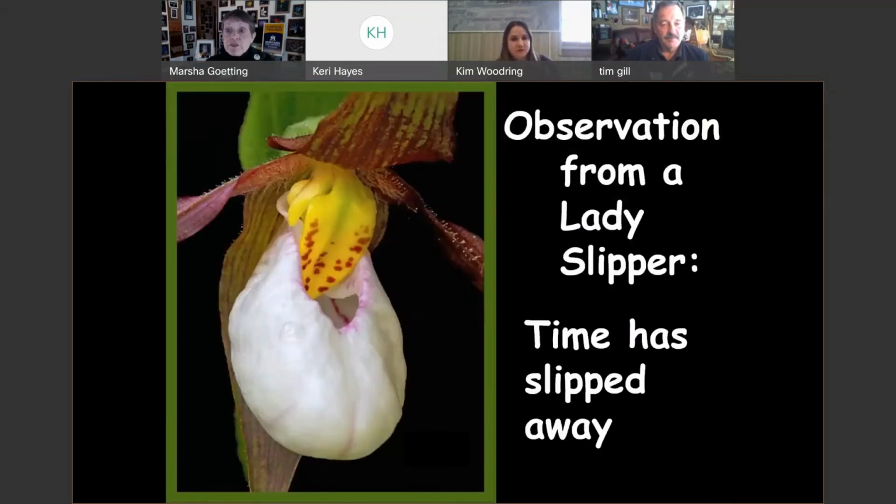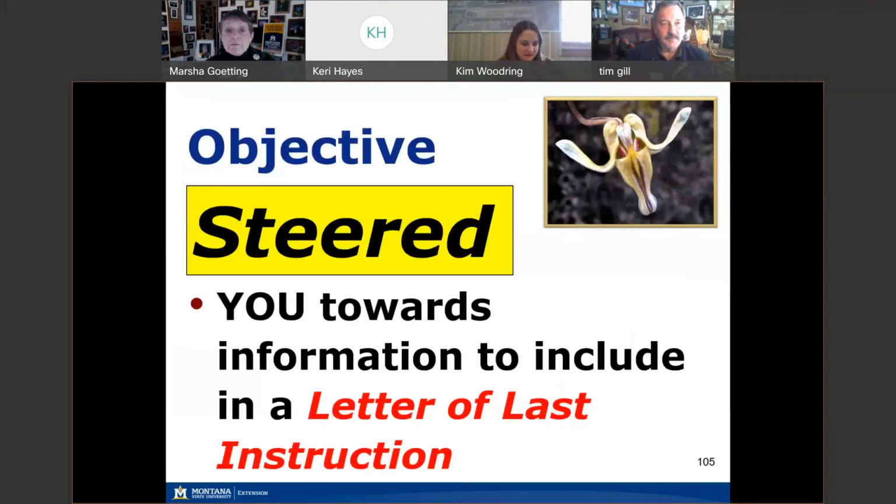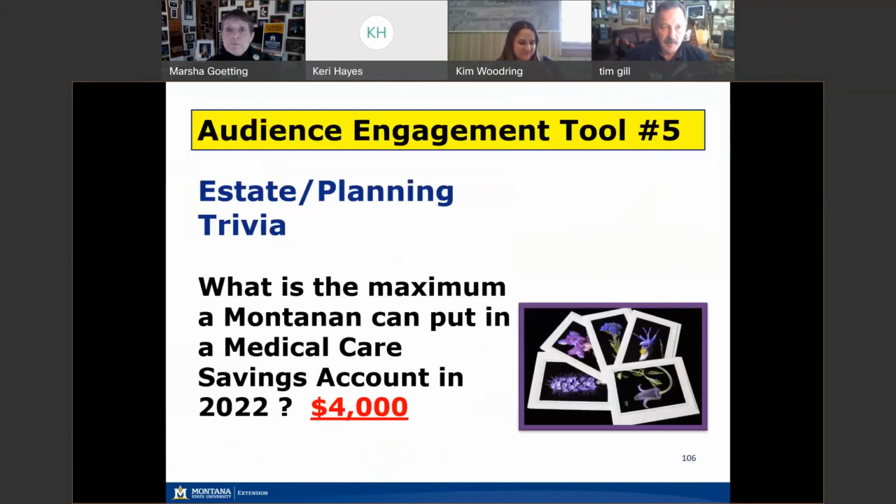Well, my observation from the Lady Slipper is that time has slipped away. We hope Kim and I have shared with you and steered you towards a letter of last instruction.